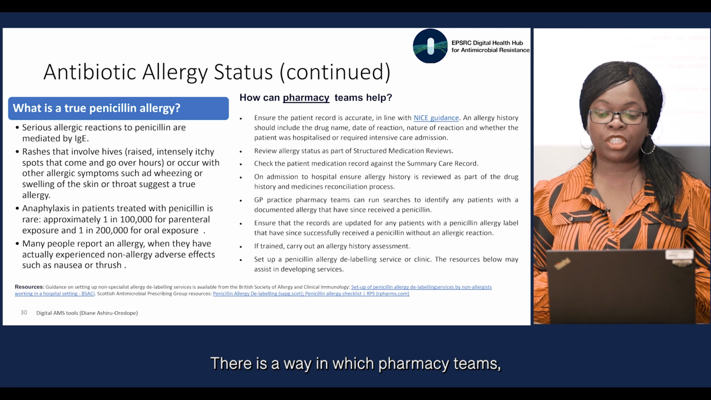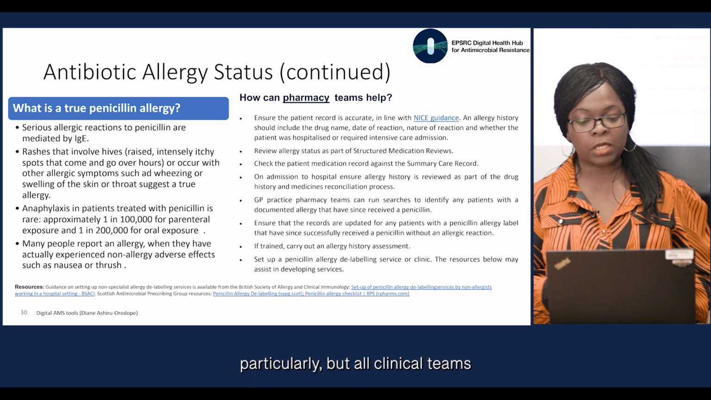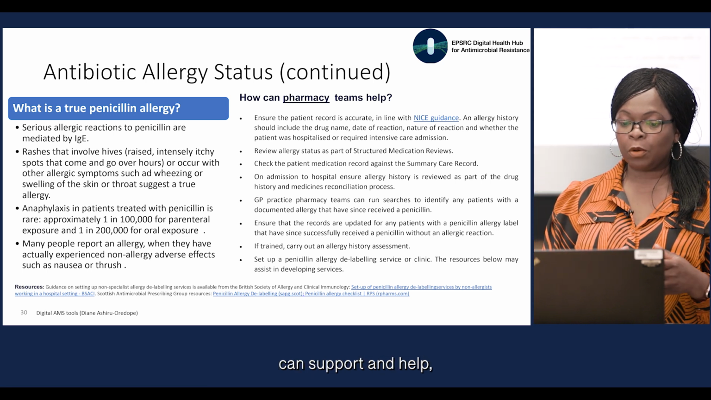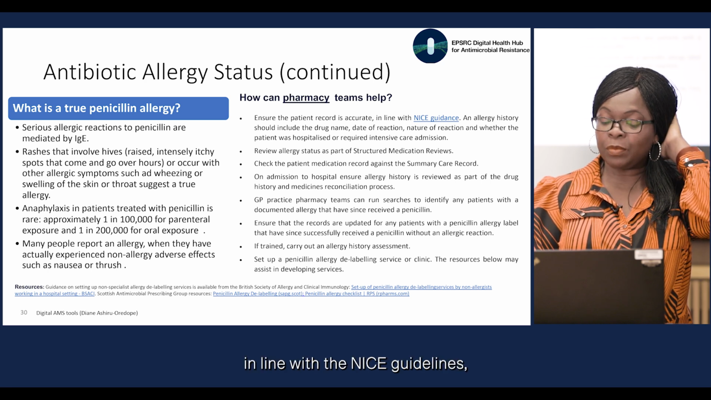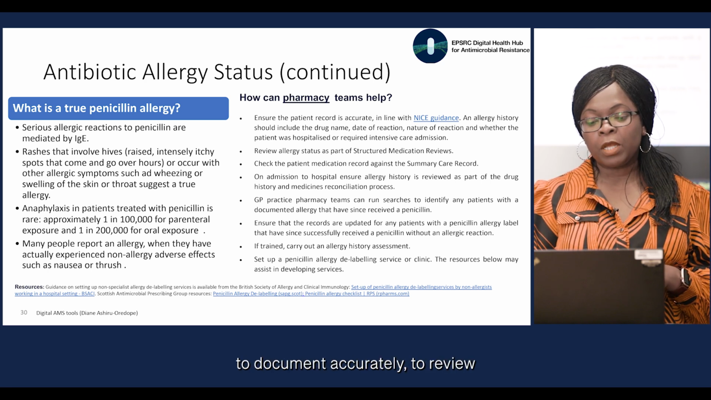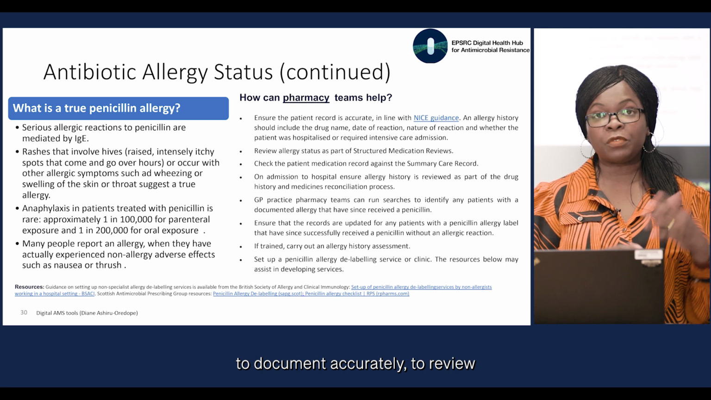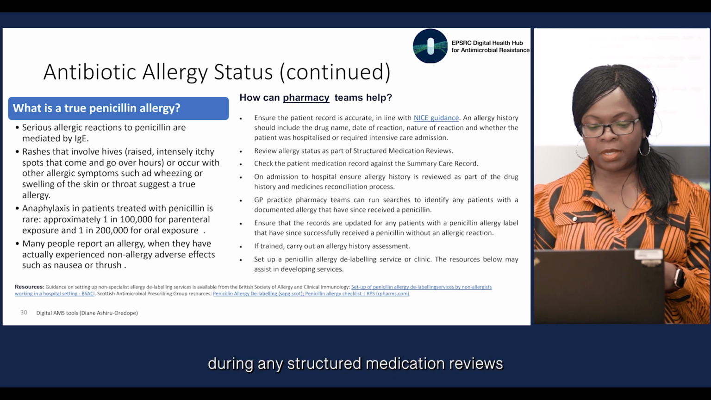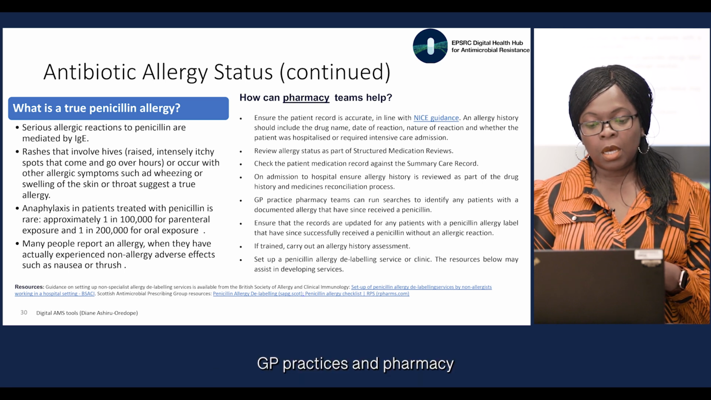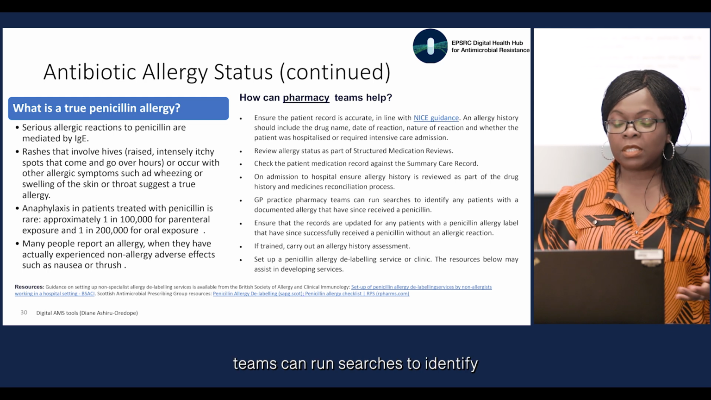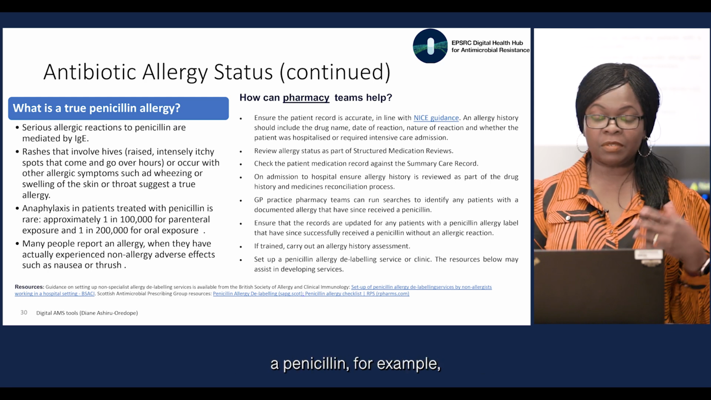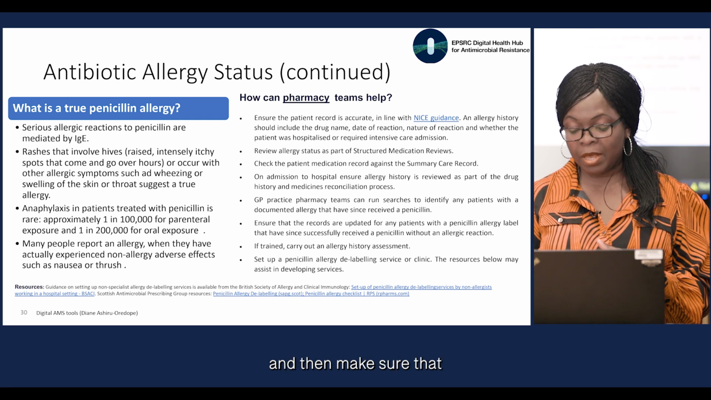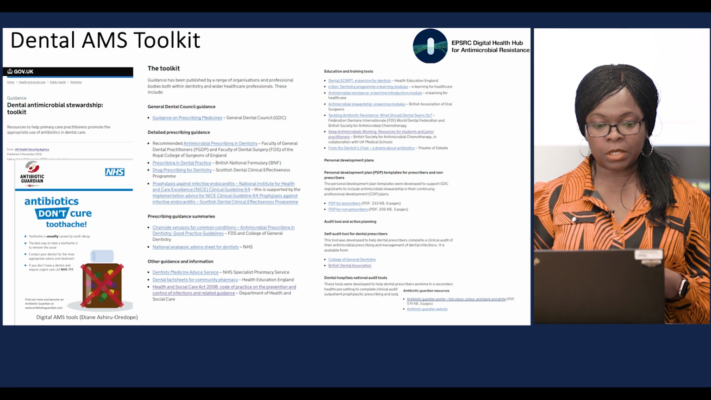There is a way in which pharmacy teams particularly, but all clinical teams, can support and help, and that is ensuring that the patient record is accurate in line with the NICE guidelines, to document accurately, and to review allergy status during any structured medication reviews. GP practice pharmacy teams can run searches to identify any patients with a documented allergy that have since received a penicillin, for example, and then make sure that that is accurately recorded.